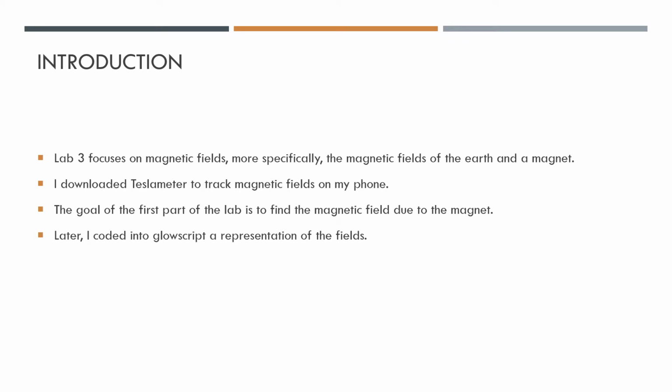As an introduction to Lab 3, it mainly focuses on magnetic fields, and more specifically, the magnetic fields of the Earth and a magnet. Throughout the experiment, the basics are that we had to download a Tesla meter, or magnetic field reader, app on our smartphone. The one I downloaded was Tesla meter, and it tracks magnetic fields. The goal of the first part of the lab was to find the magnetic field due to the magnet. Later I will code the GlowScript representation of the fields.